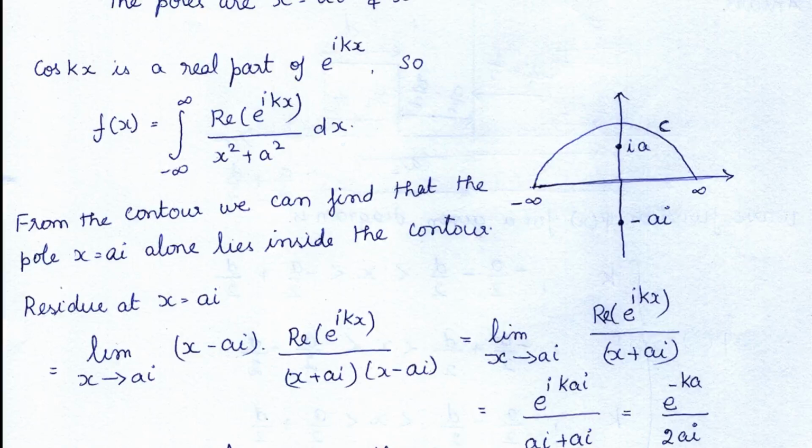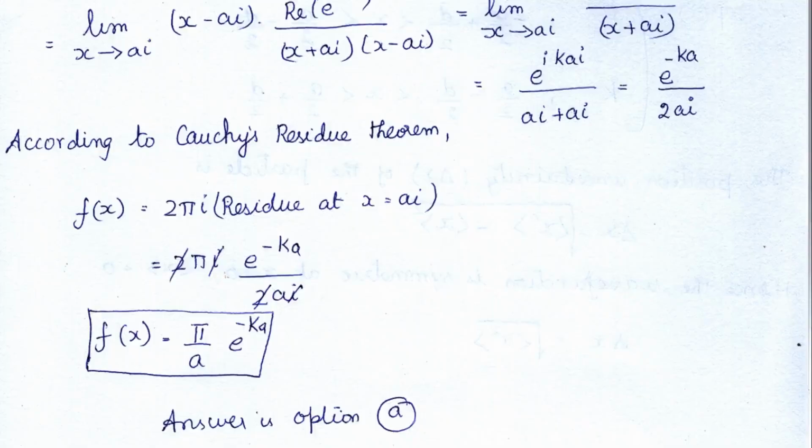Now according to the Cauchy residue theorem, we can write f of x as 2 pi i into the residue at x is equal to ai. By substituting the value, we get f of x is equal to pi divided by a e power minus ka. So by simplifying the given integral, we get option A.